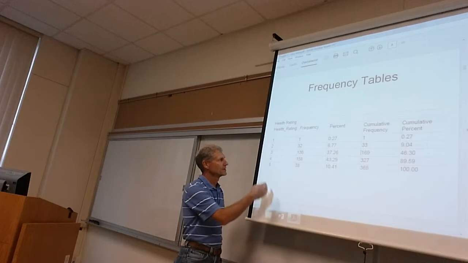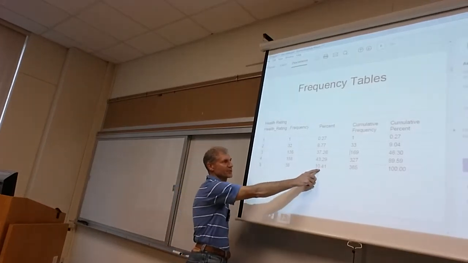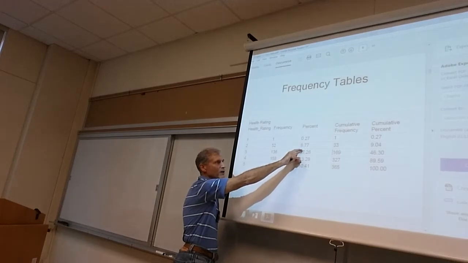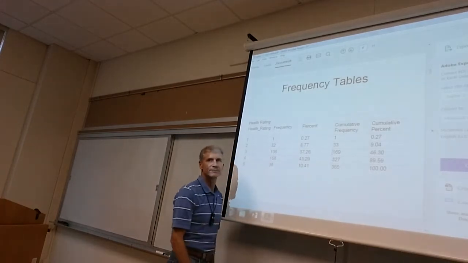So typical, when you get to 5, only 10% of people say they're in excellent health, but most people fall either into a 3 or a 4. Okay?